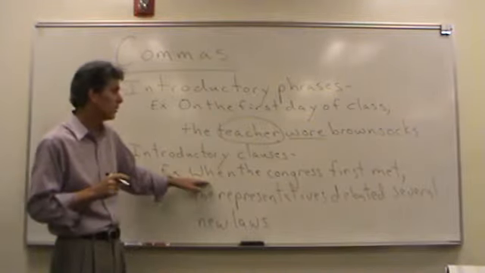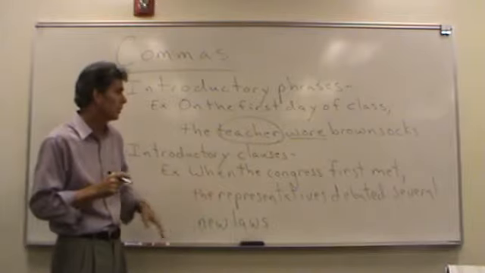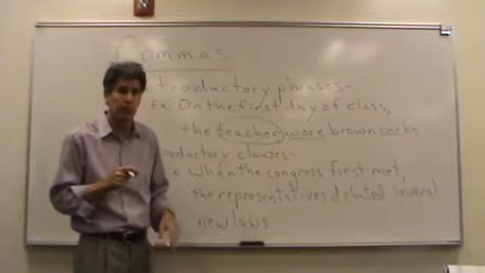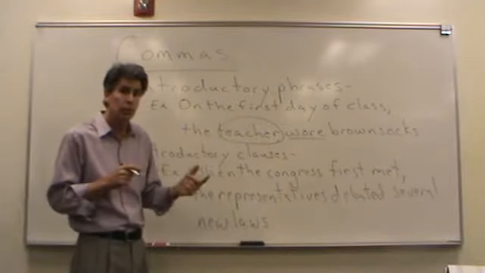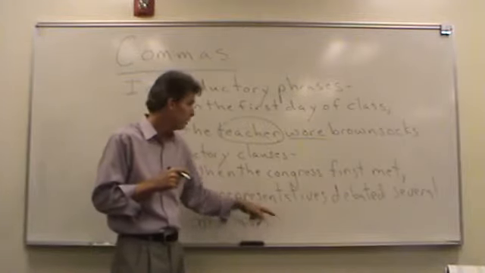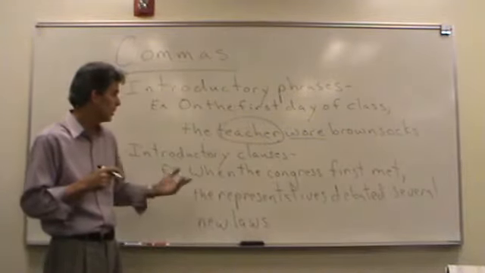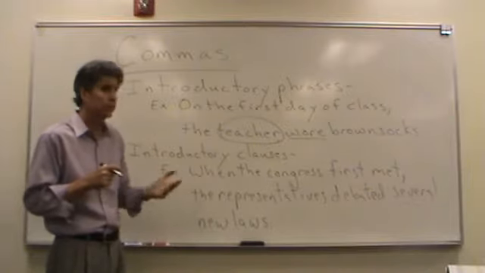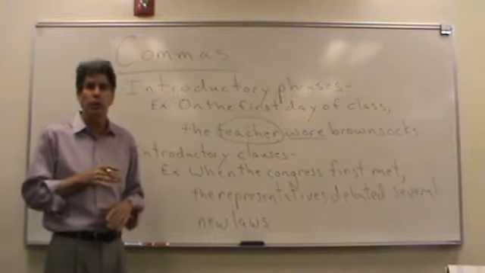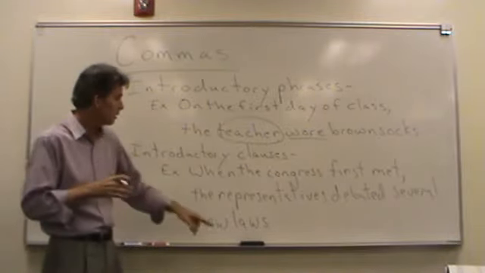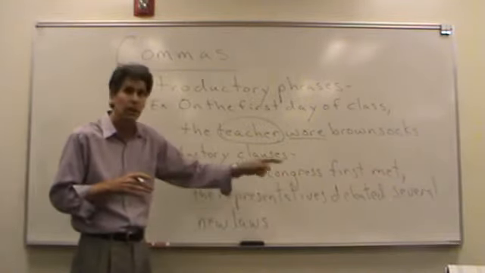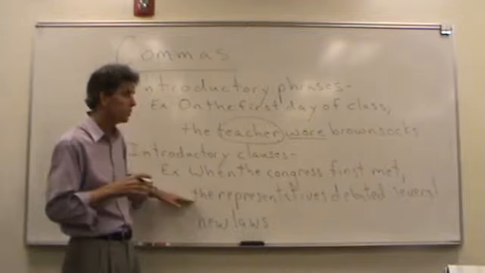So: when the Congress first met, comma, the representatives debated several laws. This is the subject and verb of the independent clause. What you can do is move that dependent clause to the end of the sentence. You could say the representatives debated several new laws when the Congress first met. You can move that to the end of the sentence, but you won't need a comma. You won't need the comma here after laws because you already have the subject and verb of the independent clause at the front of the sentence.